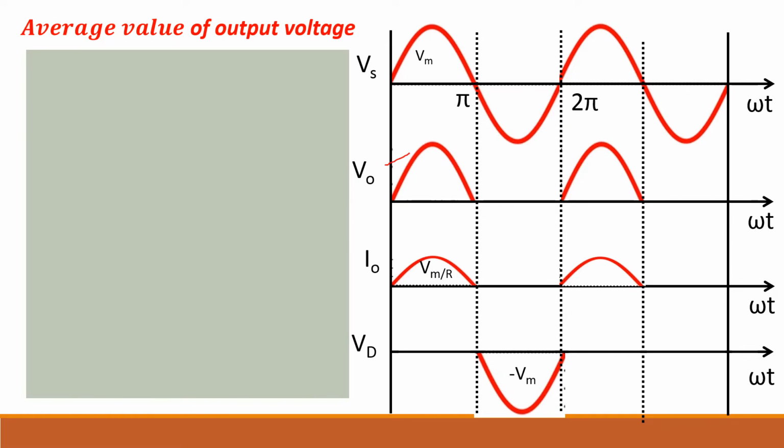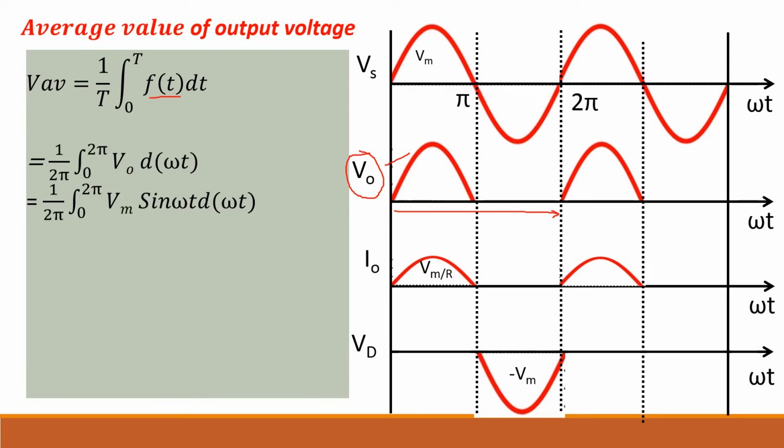Okay, so the average value of the output voltage, this is a standard formula which you have to learn. Very simple. So we are finding the output voltage V naught for a total time period T. So 1 by T integral of 0 to T f of t into dt. Here f of t I have taken as the output voltage. It can be any other waveform also. So 1 by 2 pi integral of 0 to 2 pi V naught into d of omega t. So V naught is Vm sin omega t. In the last waveform itself we have seen V naught is equal to Vm sin omega t.